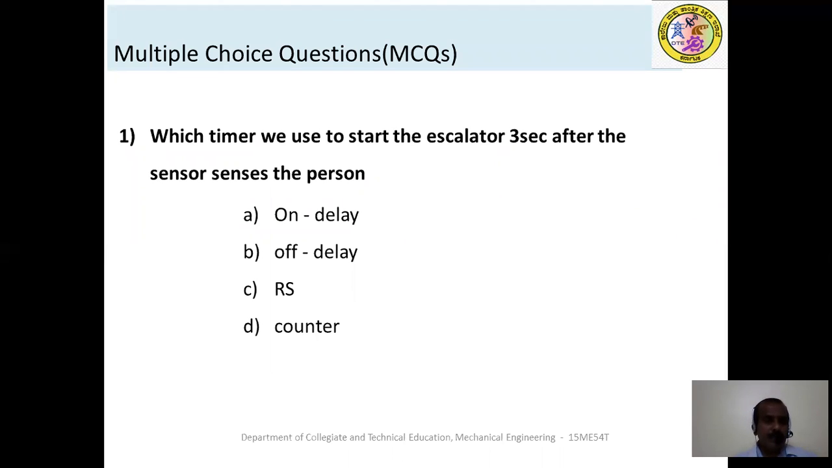Now coming to the multiple choice questions, that is MCQs. Which timer do we use to start the escalator 3 seconds after the sensor senses the person? A. On delay. B. Off delay. C. RS. D. Counter. The answer is A, on delay timer.